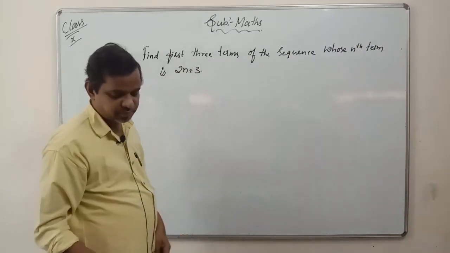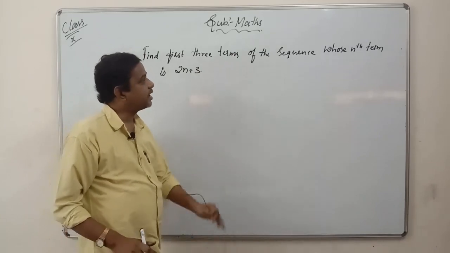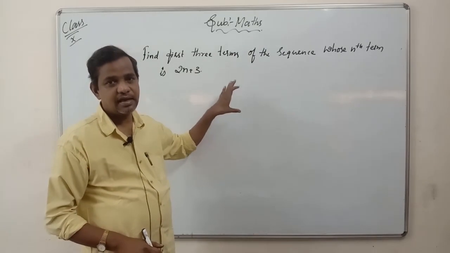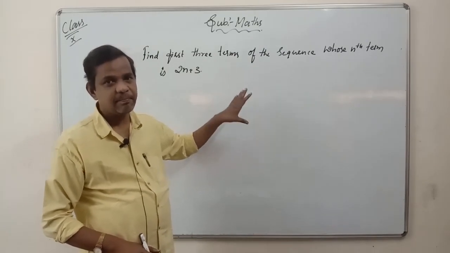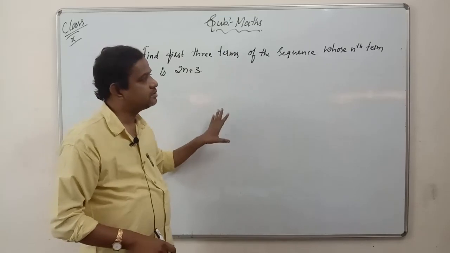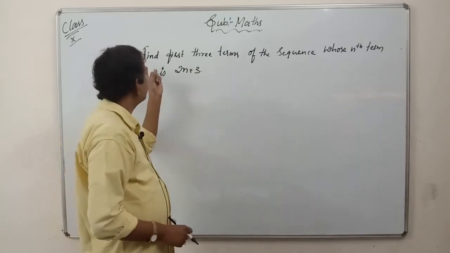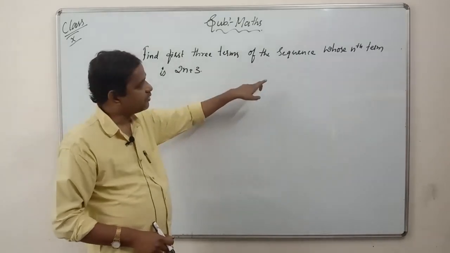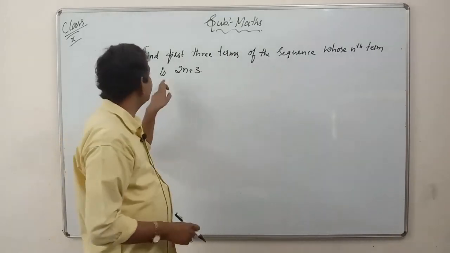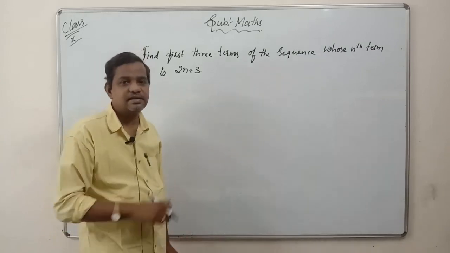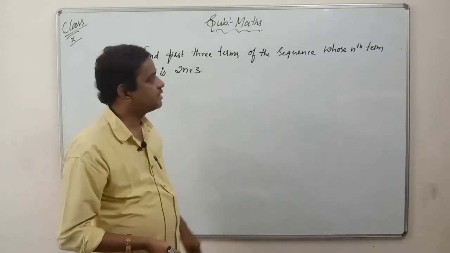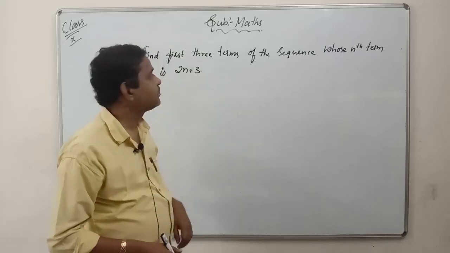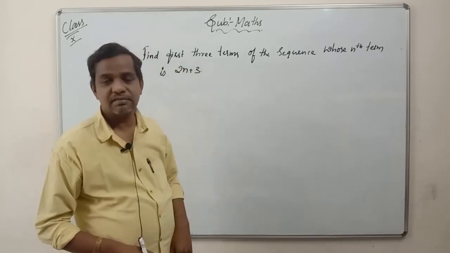So he has given one example. He is asking to find the first three terms of the sequence. We know a sequence is an orderly arrangement of numbers in a certain rule. If they follow a certain rule, then we call it a sequence. But what is the question here? Find the first three terms of the sequence whose nth term is given as 2n plus 3. Nth term in the sense the last term. If the nth term is 2n plus 3, then what will be the first three terms of the sequence?